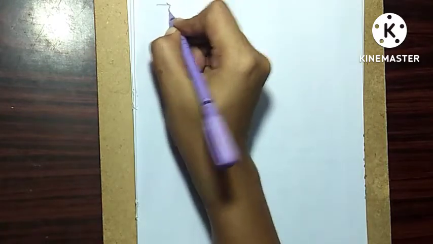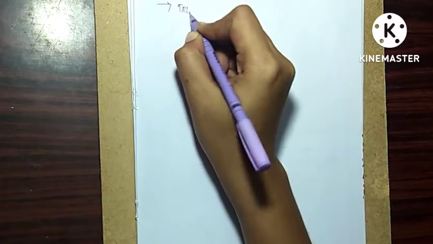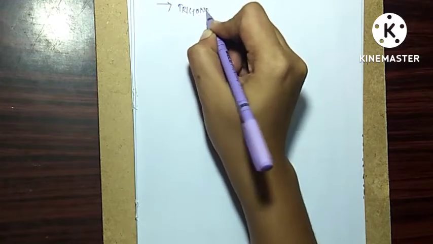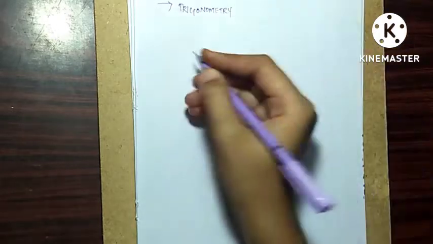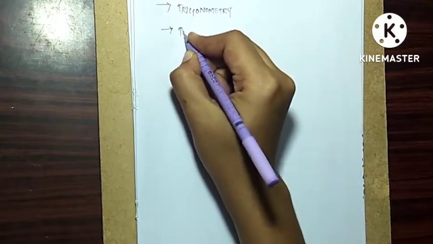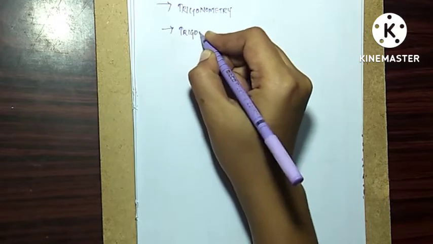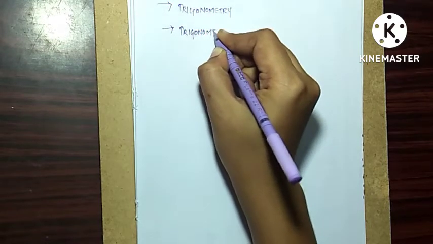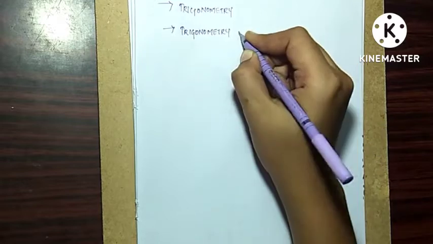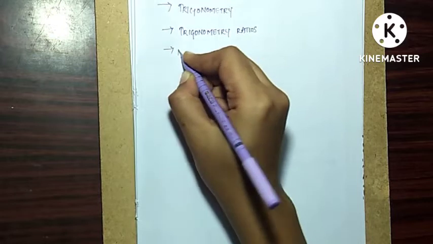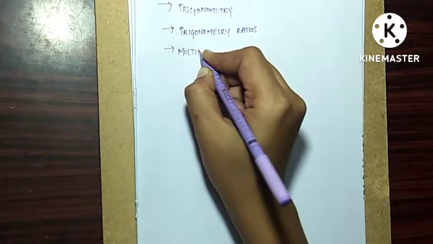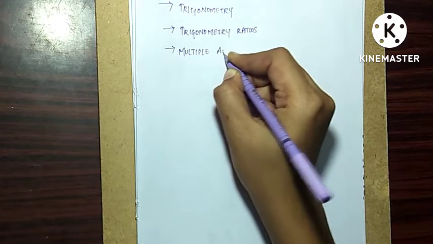Today I am going to tell you the most important formulae in trigonometry. First, the topic is trigonometry, and also trigonometry ratios, and also multiple angles. What is that? Multiple angles.